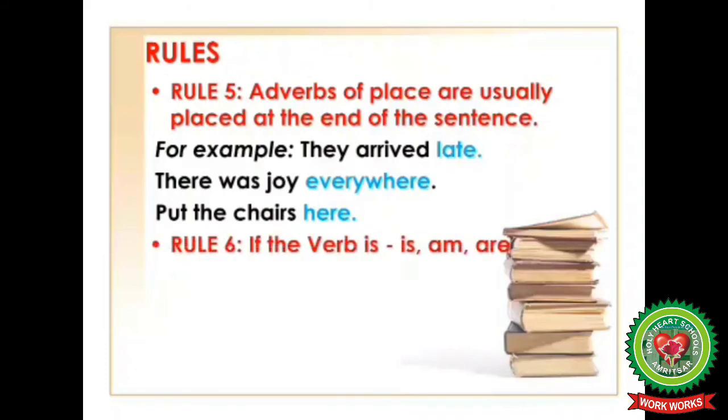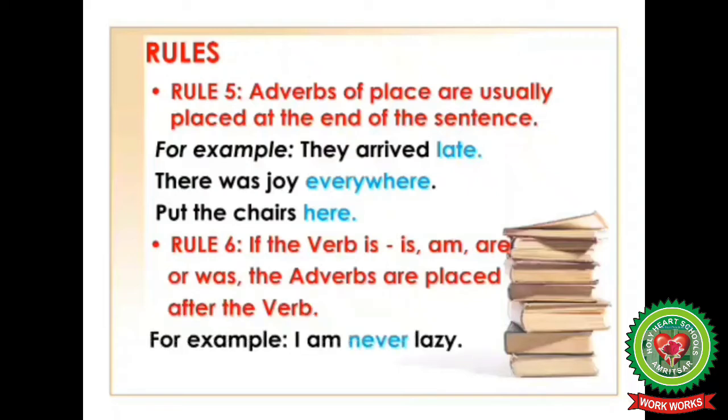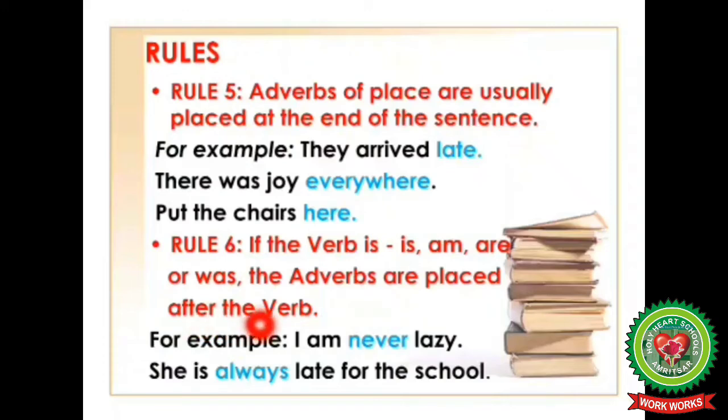Rule number 6. If the main verb in the sentence is am, are, is, was, or were, the adverbs are placed after the verb. For example, I am never lazy. Here, never is an adverb. The main verb here is am. So, it is placed after am. She is always late for the school. In this sentence, the main verb is is and the adverb is always. So, the adverb is placed after the verb is.